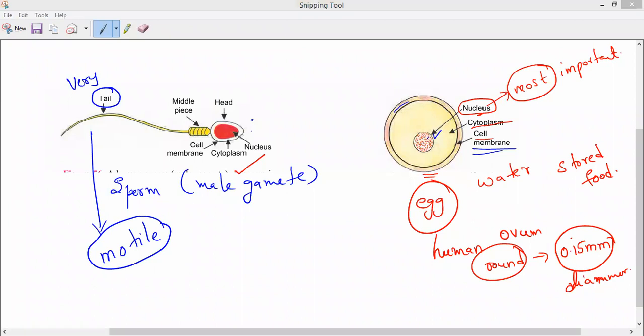So these sperms will travel from one place to another by shaking, like a fish. How does a fish travel? With the help of its tail only, correct?